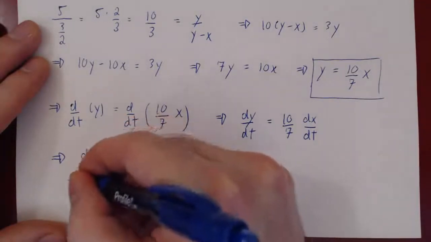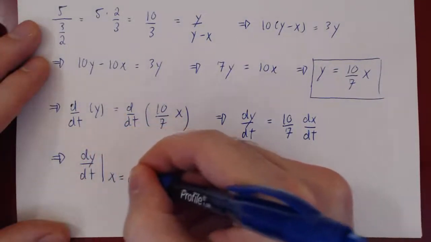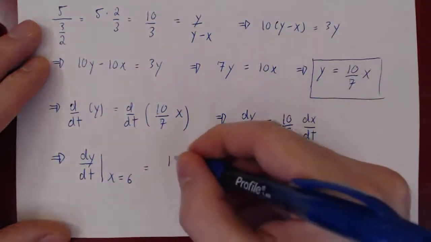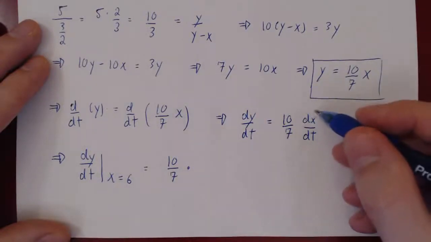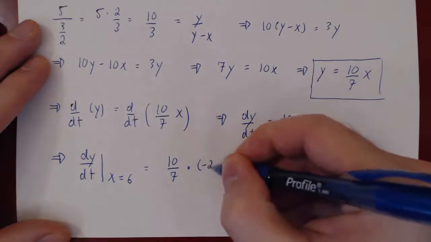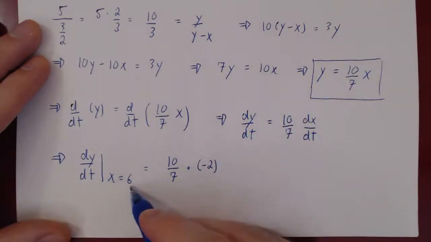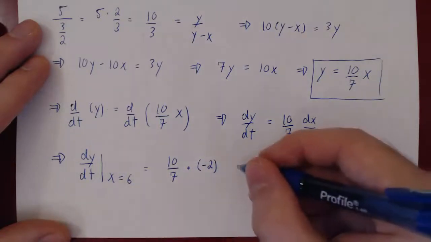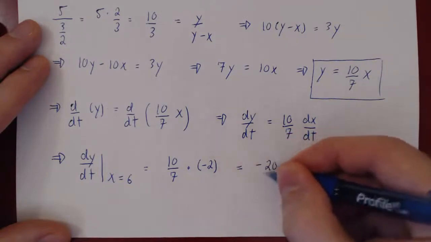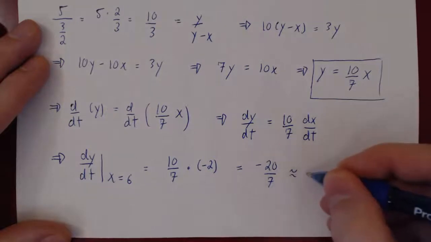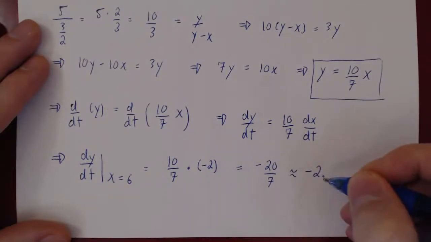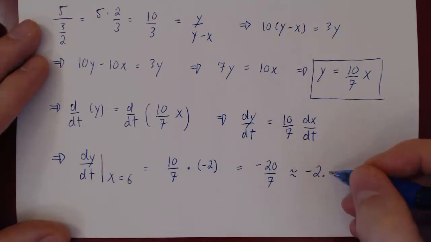So the derivative, dy over dt, at x equals 6 is, well, 10 over 7 times dx over dt, and that's always negative 2. So you see the x equals 6 does not factor in. This would have been the same answer if x was 5, 4, 3, 2, 1. And finally, we get negative 20 over 7. So if you approximate this, you'll get approximately a rate of change of negative 2.86.